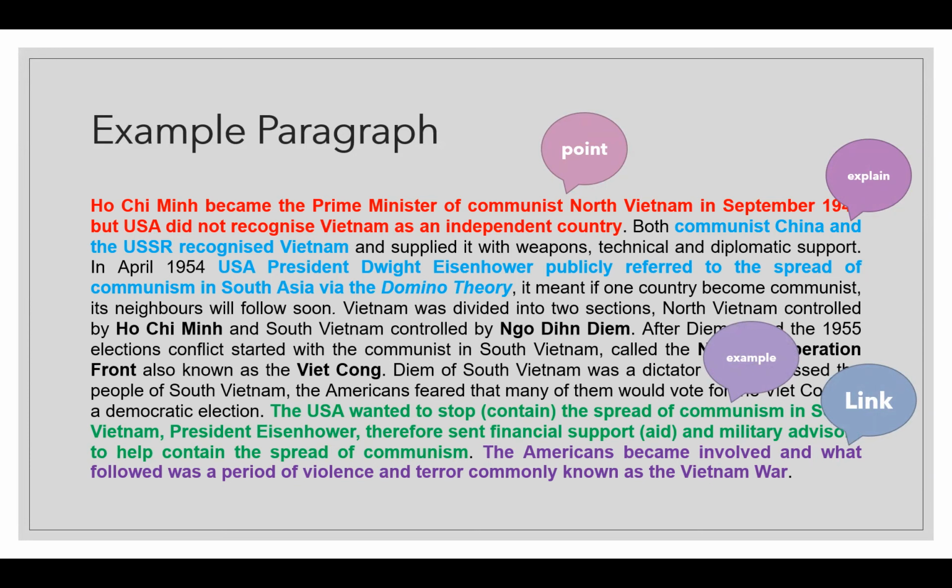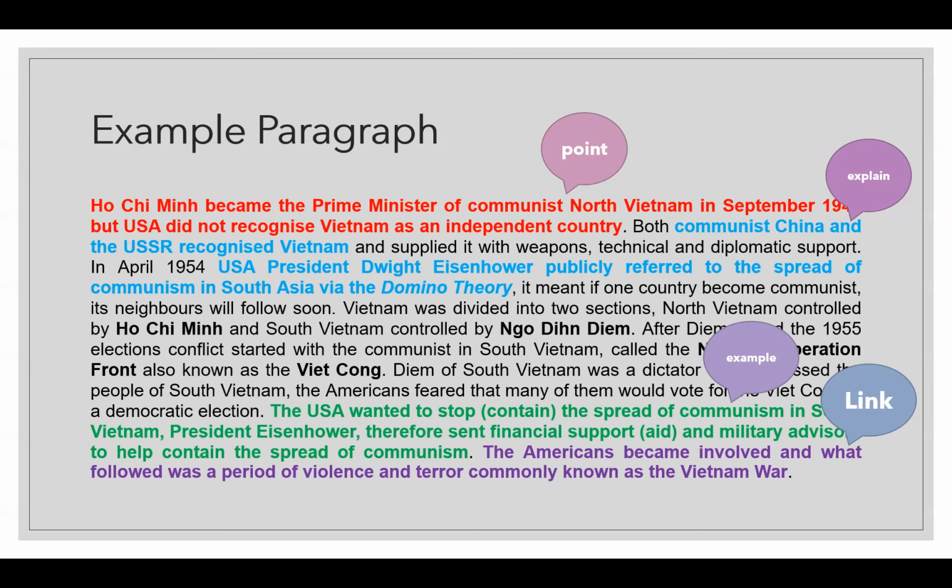In April 1954, USA President Dwight Eisenhower publicly referred to the spread of communism in South Asia via the domino theory. It meant if one country became communist, its neighbors would follow suit. So that is explaining why the USA basically becomes involved. Once again, more and more background. Vietnam was divided into two sections: North Vietnam, controlled by Ho Chi Minh, and South Vietnam, controlled by Ngo Diem. After Diem basically rigged the 1955 elections, conflict started with the communists in South Vietnam, called the National Liberation Front, which was also known as the Viet Cong.